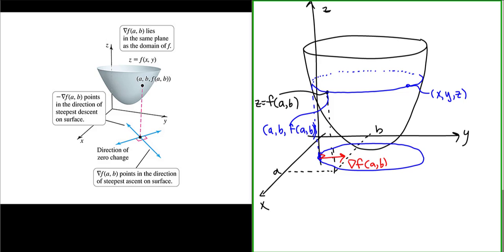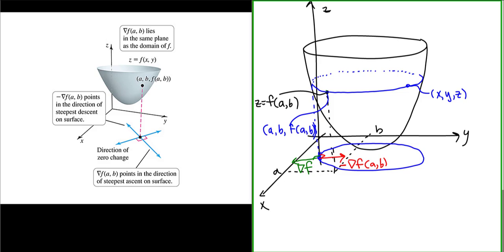This would be minus the gradient of our function, while the direction of steepest ascent, going up, climbing up out of the valley, is given as the gradient of our function.